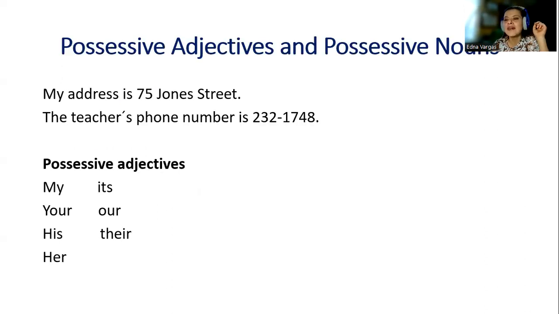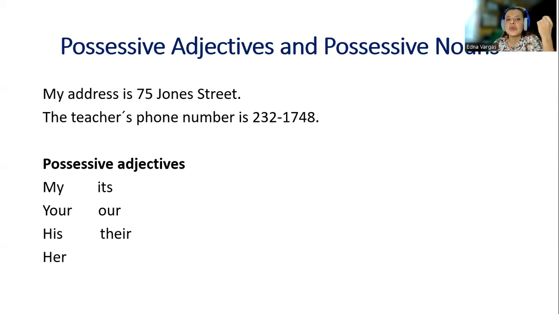And well, here we are with the most interesting topic, and one that is also a very common question that students have, and that is possessive adjectives. I repeat, when you are using possessive adjectives, it's because you are modifying directly the noun. For example, I can say my address. And what is the noun? Address. So my address is 75 Jones Street.